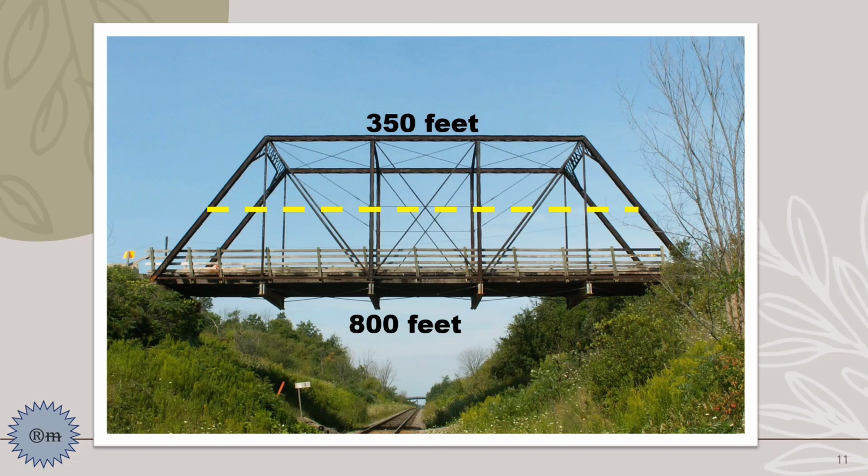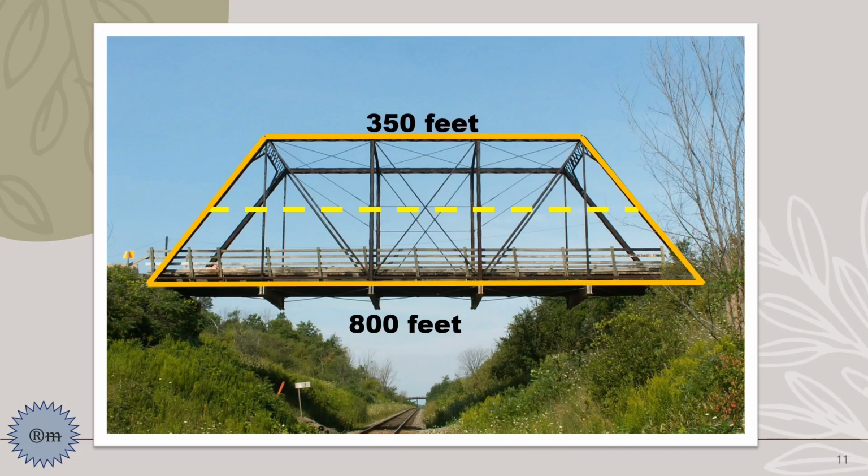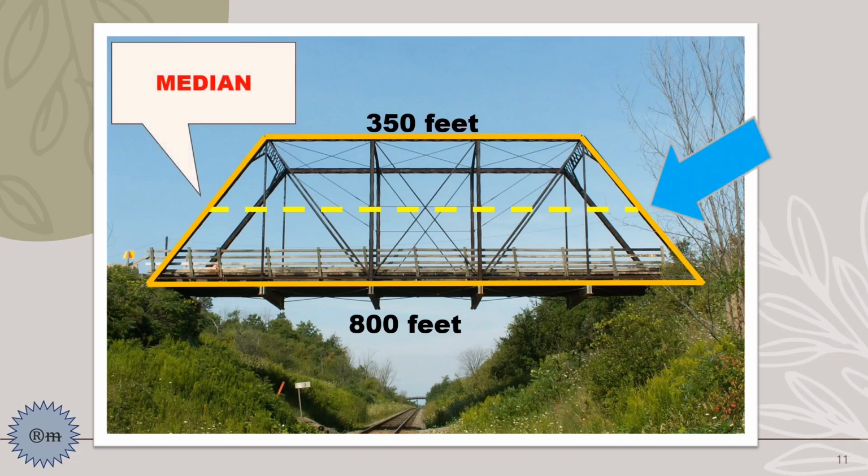Now, let us continue to solve the length of our support beam on our imaginary bridge. The shape of that bridge is a trapezoid. As we all know, a trapezoid has all kinds of properties, but in this lesson, we will be learning about the median. The support beam is the median of a trapezoid, and you can see how it cuts each leg in half.